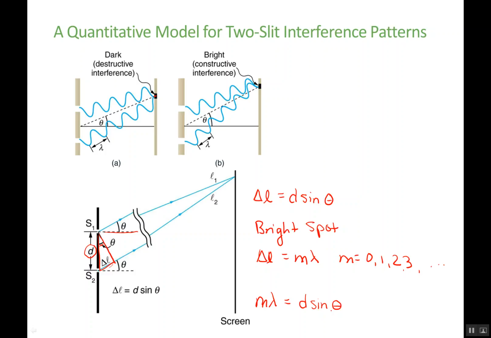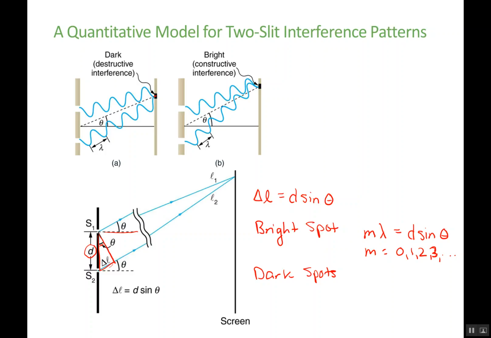So when m equals 0, what we find is the position of that fringe is 0 degrees relative to the horizontal, which is exactly in the center of the pattern. So for two slit interference patterns, we'll always get a bright spot exactly in the middle of the pattern on the screen. And then we get higher order bright spots going out in both directions from the center.